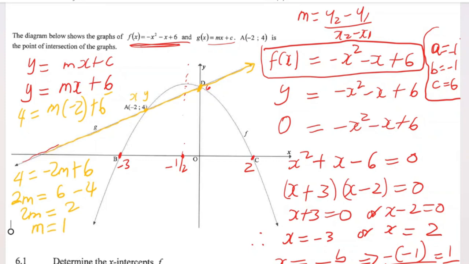Okay, so now you've got your 1, so you go and substitute it here. So therefore, the equation of your straight line is y is equal to 1x plus 6. We don't like to see a coefficient of 1. It looks so clumsy, so we just don't write 1. So you've got this. So this becomes the equation of your straight line.